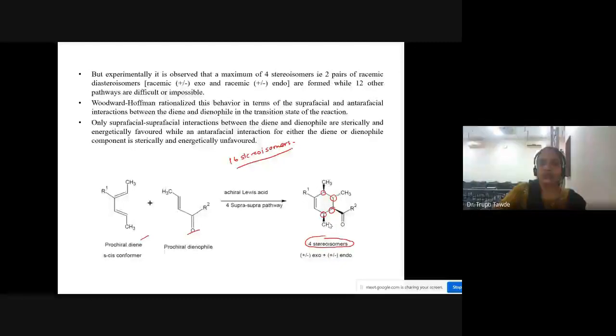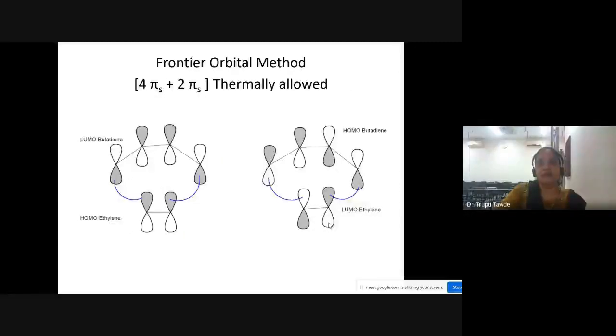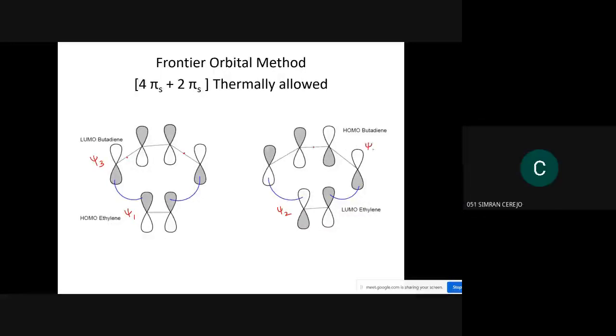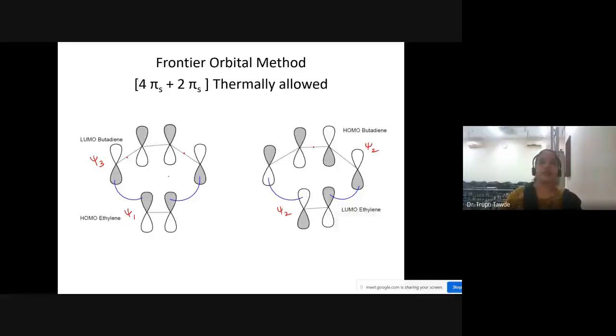Okay. Now, in the case of the frontier orbital method, I have discussed this with you last time also. This is psi 1. This is psi 2. Here, how many nodes are there in this lobe of butadiene? There are two nodes. So which orbital is this? And what about this? How many nodes? One node. So this is psi 2.